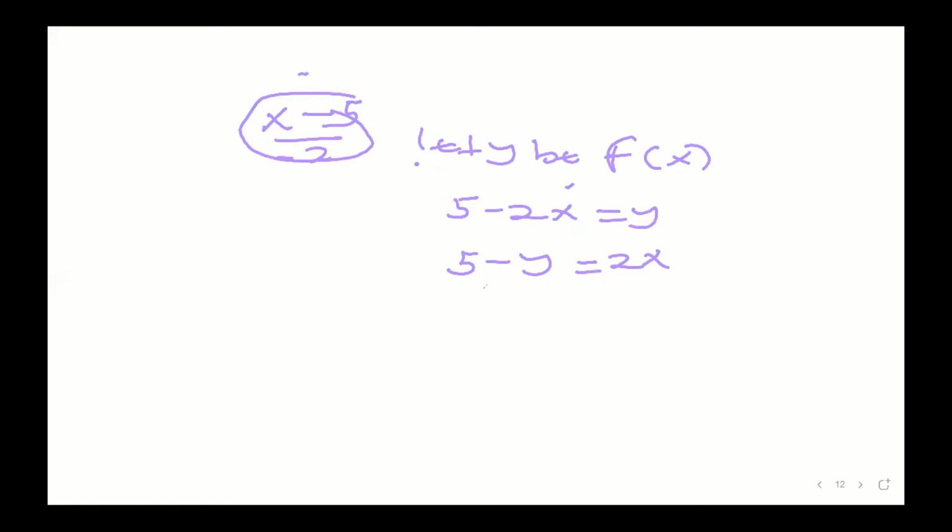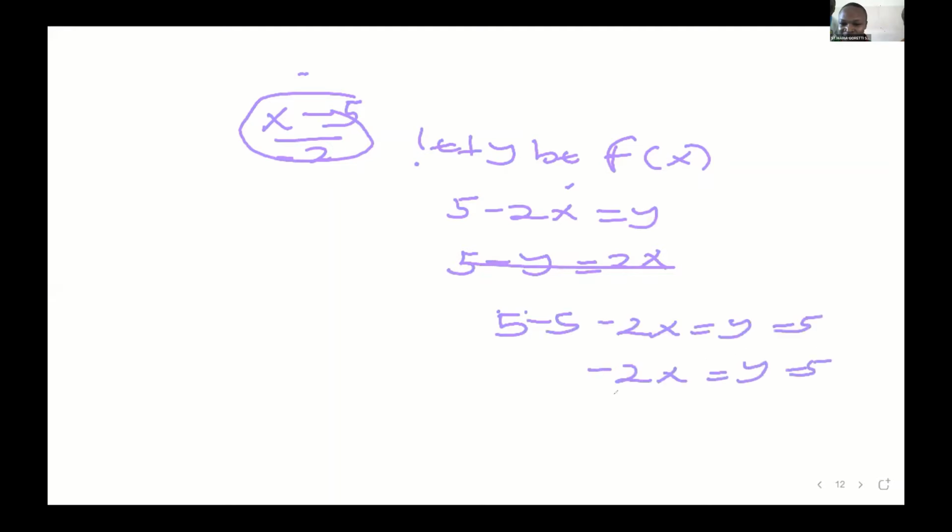But I need x. What if I take the 5 the other side? This thing is quite challenging. The 5 is positive, so it comes this side negative. Minus 2x equals to y minus 5. Therefore, we shall divide by -2. Therefore, our x will be y minus 5 out of -2.